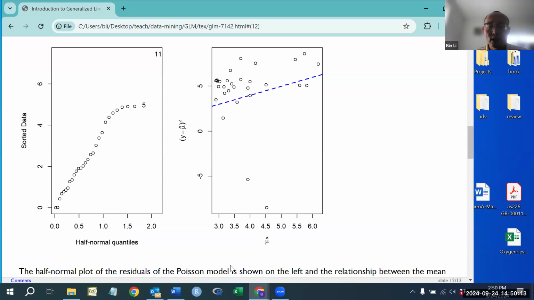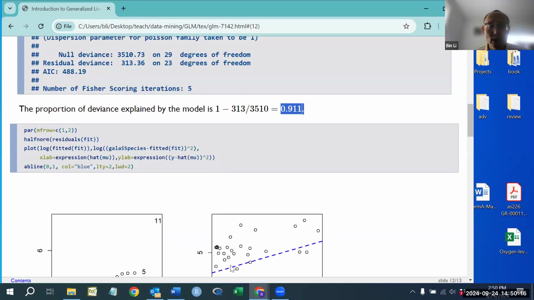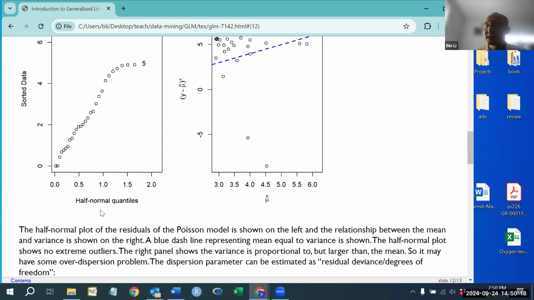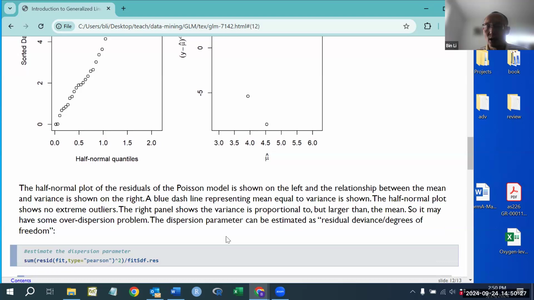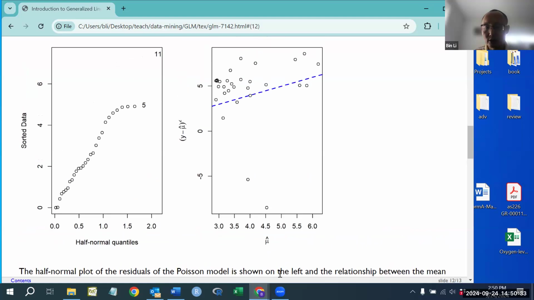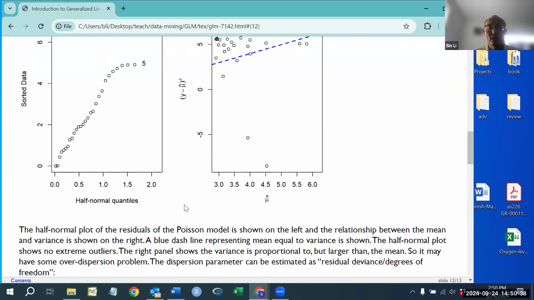And here I'm plotting some diagnostic plots. The left panel shows the half normal quantiles, and the right panel shows the relationship between the mean and the variance. The horizontal axis is the mean, the vertical axis is the variance. The half normal plot on the residuals is like a normal probability plot to let us see if there are any extreme outliers.